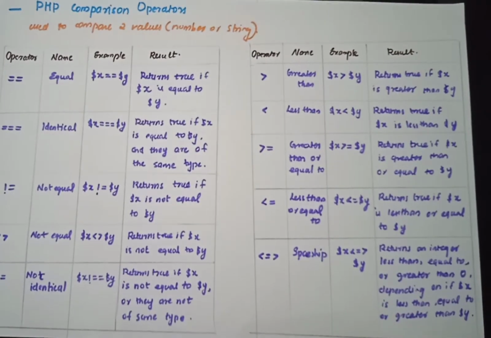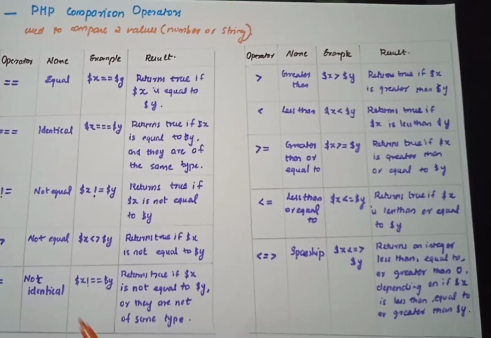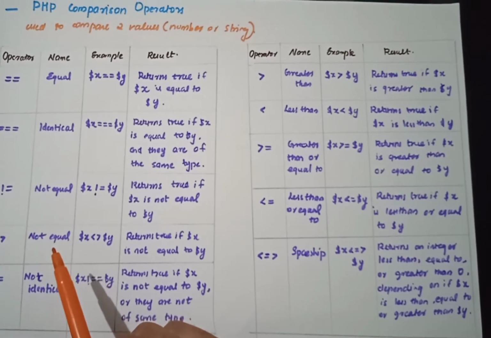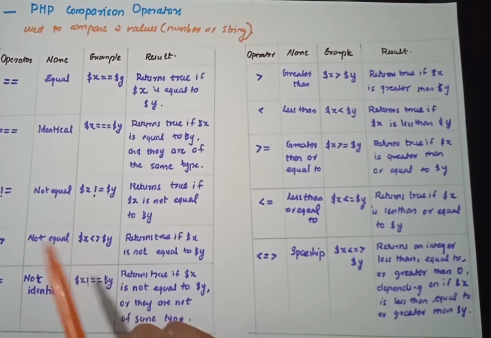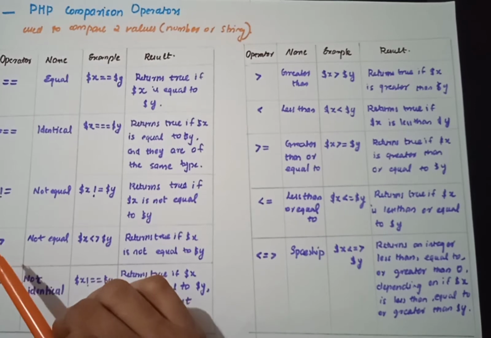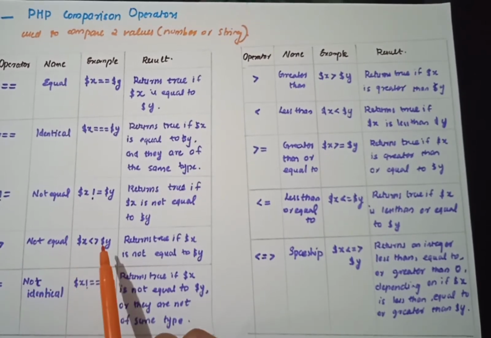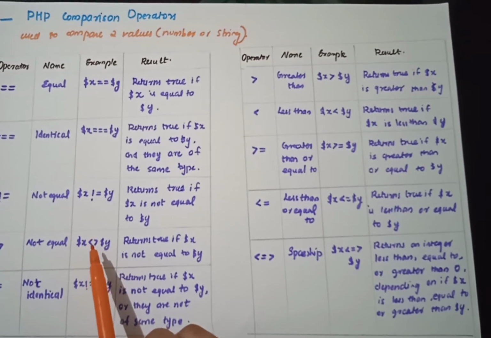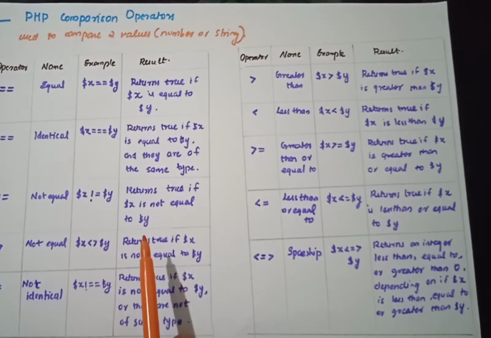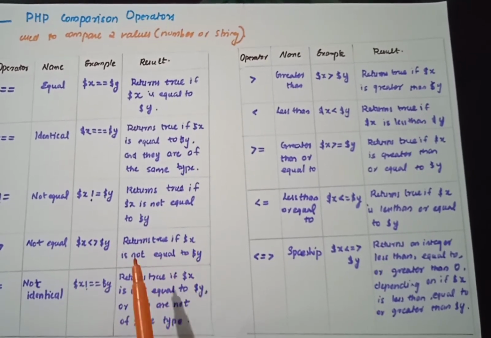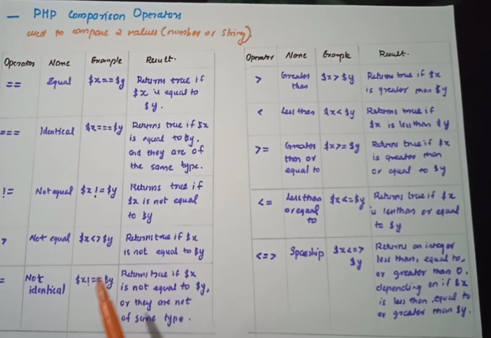So the next one is another not equal operator. This is another comparison operator, and it will check whether they are greater or lesser. It will return true if x is not equal to y.